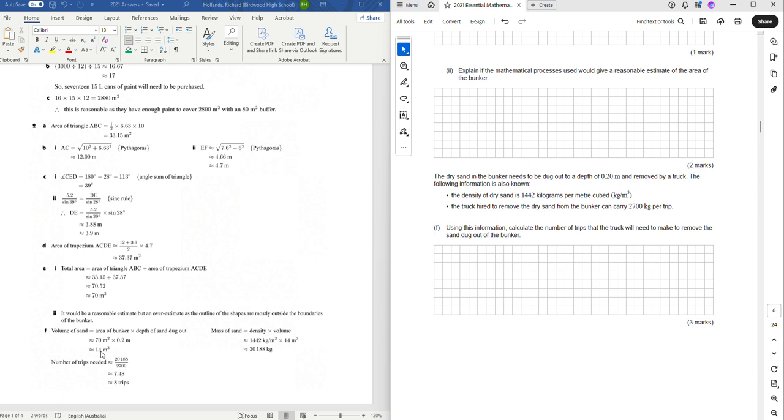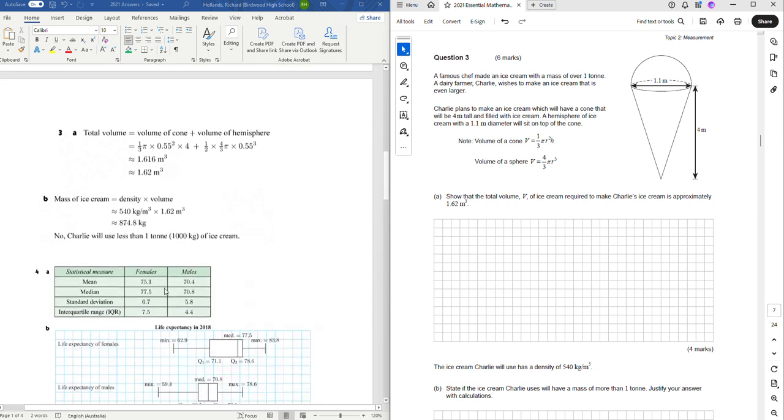We now need to work out how much sand is in there. For us to work out the mass of the sand, we times the density by the volume. It gives us the density here, and we times that by the volume of 14. That gives us 20,188. Then the next step is just to divide that by the amount of sand the truck can carry per trip, 2,700. That equals 7.48 trips. We can't make 0.48 of a trip. We have to make a whole other trip, so it's 8.